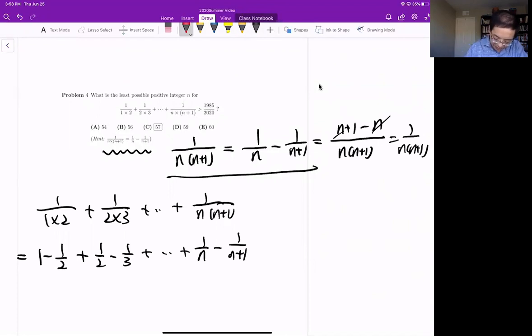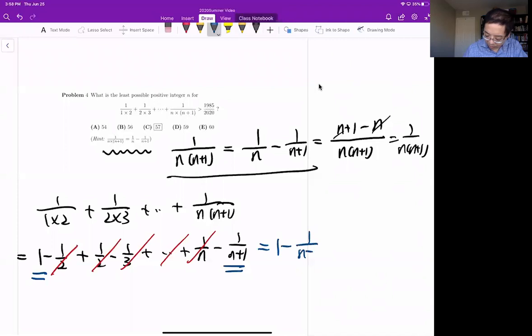What's good about it is that now you have all the cancellations. There are two things that survive: the first one and the last one. So this is just 1 minus 1 over n plus 1. This is a very famous and useful trick, and you will see it again when you go to college and learn calculus.